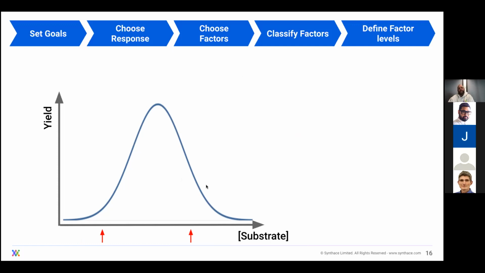The next example is if we set our range for substrate concentration appropriately. You can see that we can identify the variation in the yield response. Your expertise and that of your colleagues is crucial in setting these ranges appropriately.